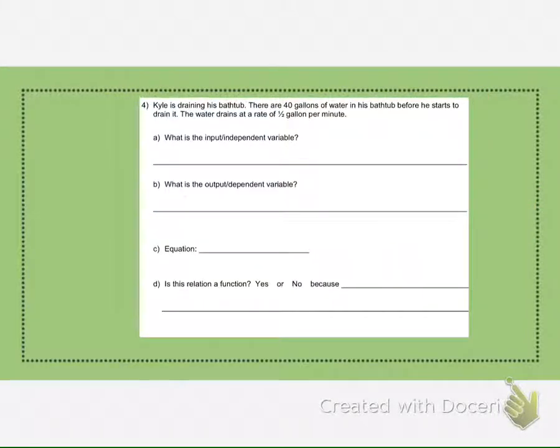Problem 4. Kyle is draining his bathtub. There are 40 gallons of water in his bathtub before he starts to drain it. The water drains at a rate of half a gallon per minute. So imagine Kyle, he has a bathtub, it's full of water, and now he needs to drain it.